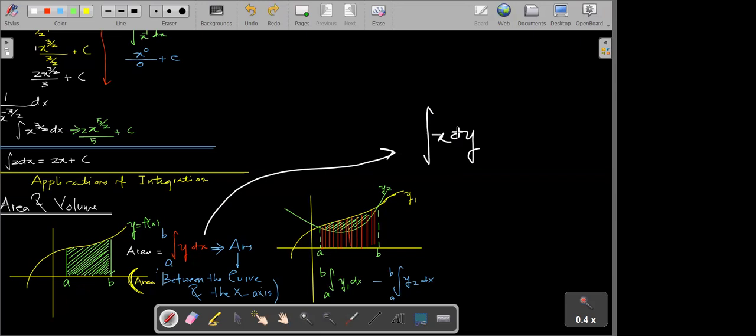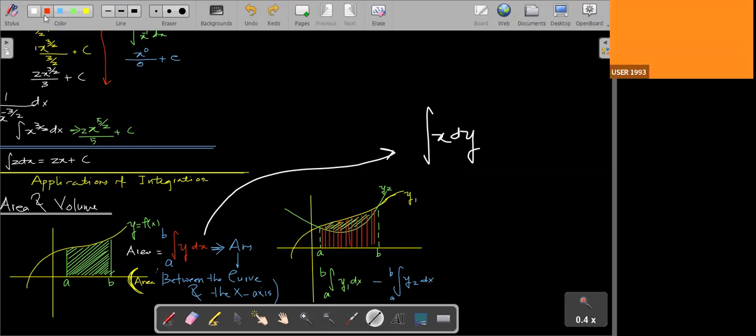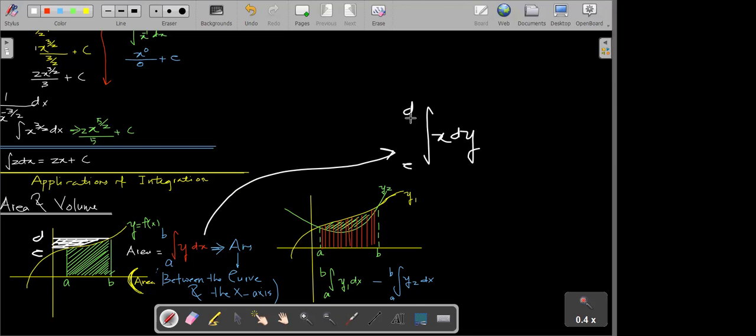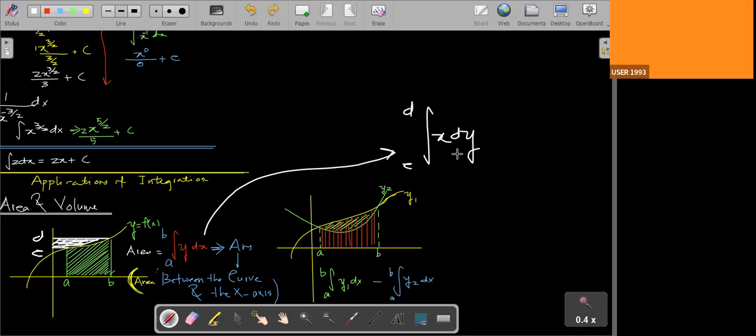So for an example, say you want to find, I'm just trying to draw it from here as well. You see this area. Okay, so you want to find the area from C to D here. It's x dy. You get it? But what do you think about this x? You have to make x a subject from the equations.